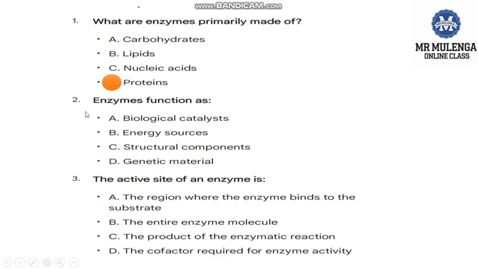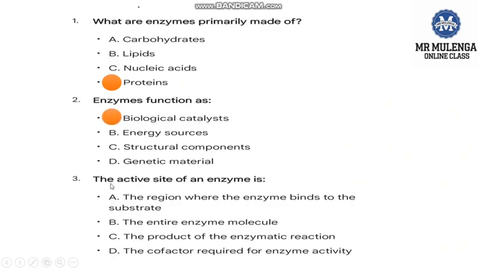So we now move on to question 2. Enzymes function as dash. A. Biological catalyst, B. Energy sources, C. Structural components, D. Genetic materials. So enzymes function as the biological catalyst. So the correct answer here is A.